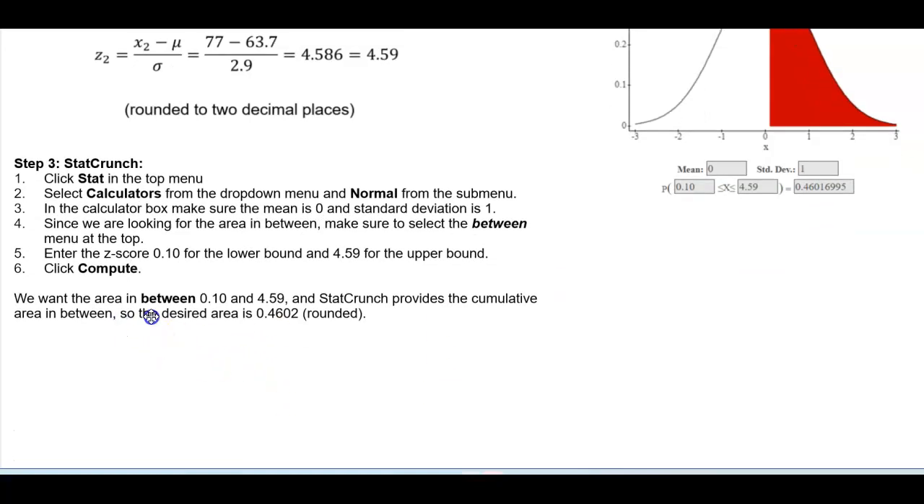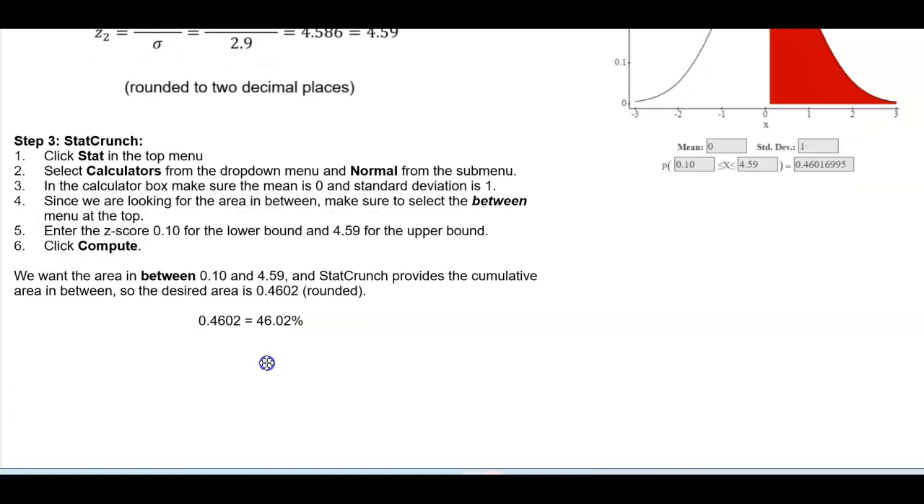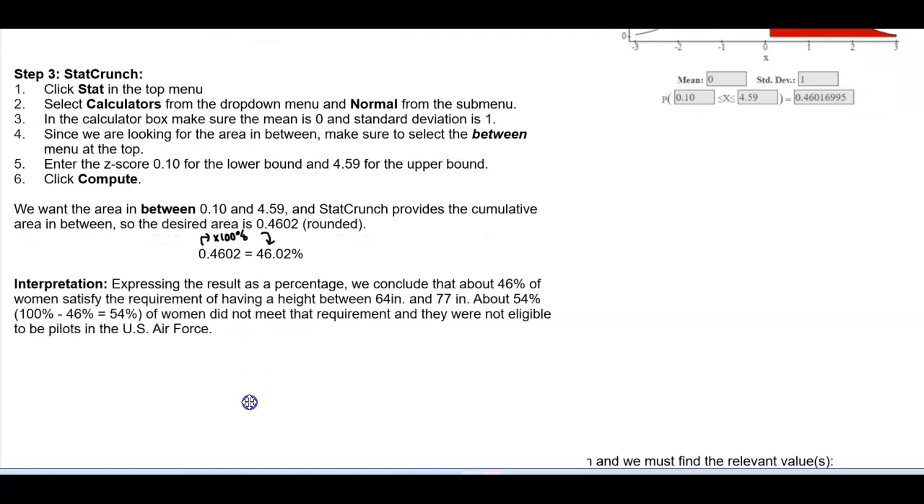So we want the area between 0.10 and 4.59, and StatCrunch provides the cumulative area that's in between. So the desired area rounded to 4 decimal places is 0.4602. So if we wanted to convert this into a percentage, we would multiply this by 100%, and that would give us a percentage of 46.02%. So the interpretation would be the following. Expressing the result as a percentage, we conclude that about 46% of women satisfy the requirement of having a height between 64 inches and 77 inches.